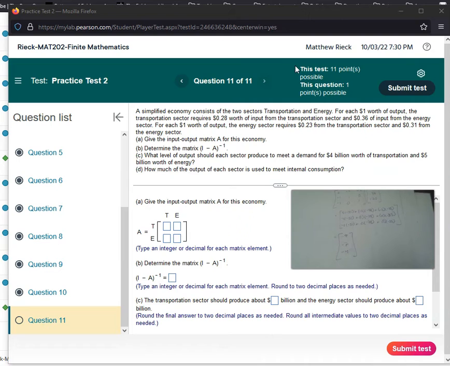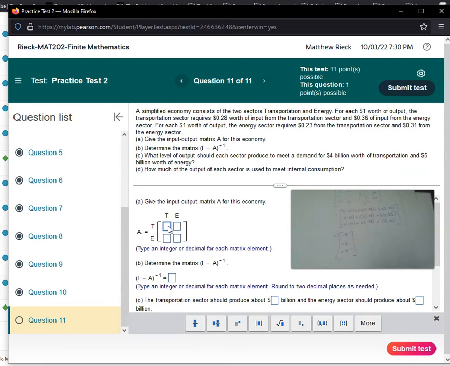Here we have a simplified economy. It consists of two sectors, transportation and energy. For each dollar worth of output, the transportation sector requires 28 cents worth of input from the transportation sector and 36 cents worth of input from the energy sector. And for each dollar worth of output, the energy sector requires 23 cents from the transportation sector and 31 cents from the energy sector.